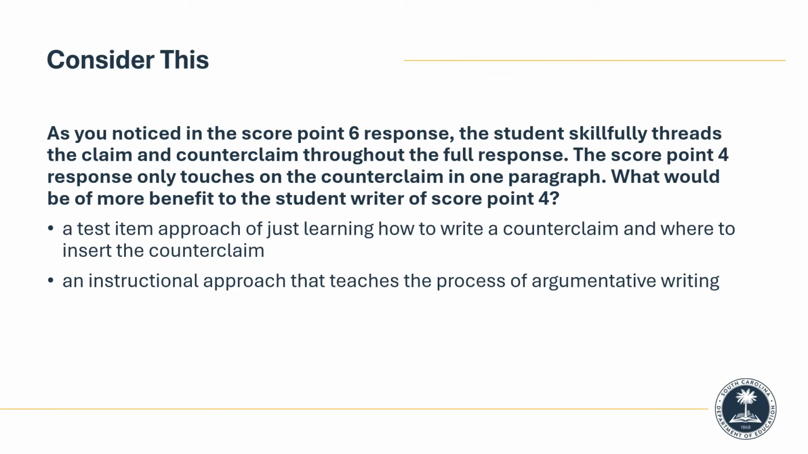What instruction is needed to support each of these students in the argumentative writing process? If the student who wrote the score point 4 response is struggling to write a clear claim, is that student ready to move into writing a counterclaim? What support might the writer of the score point 5 response need to move into the 6 range? Is this support tied to a test item or to writing instruction?